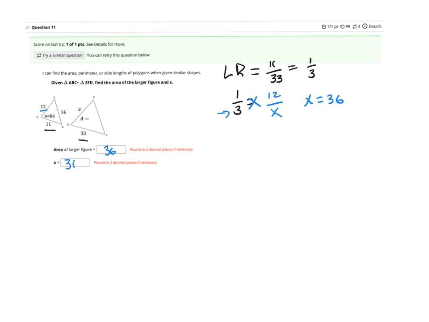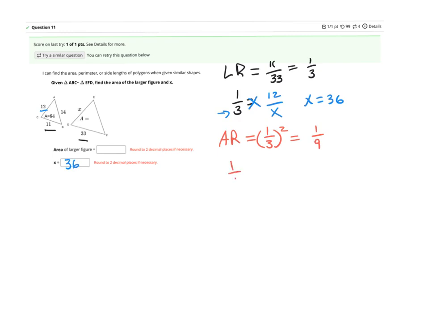Whoops, that's just going to be x, not the area. So now let's find the area. If we have the linear ratio, I need to find the area ratio. To do that, I have to square the linear ratio. So that will be 1 over 9.